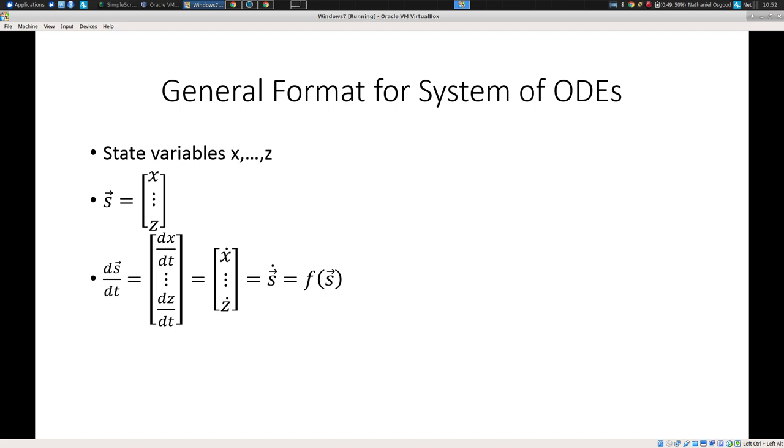Yes, Lavi. So when we see f of s like that, if there's a linear system, would we call f a linear transform of s? Correct. Then f will be a linear transform of s.